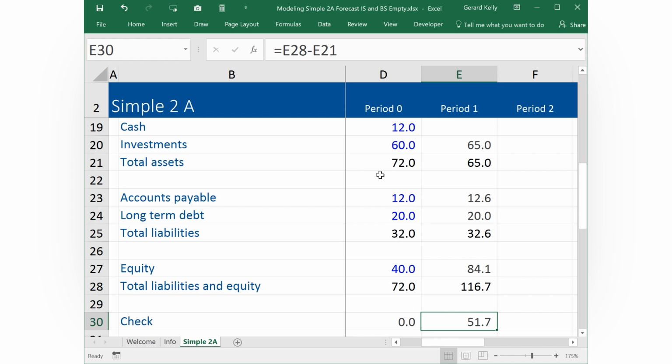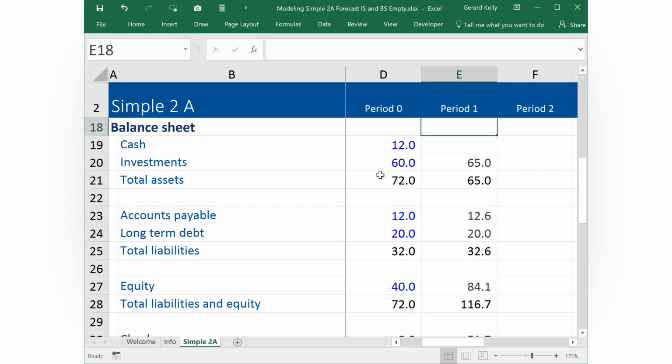Disaster. Why is that? Well, if I look up, I can see I still haven't quite done cash. So the next thing we'll have to do is do the cash flow statement and then put the eventual cash at the end of the cash flow statement up into the balance sheet and pray that it balances, but of course it will.